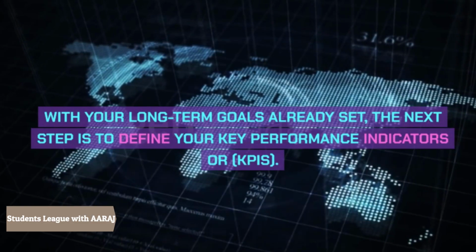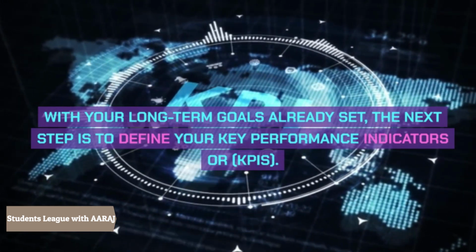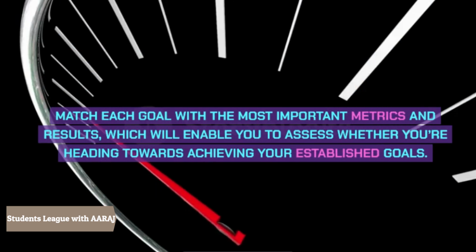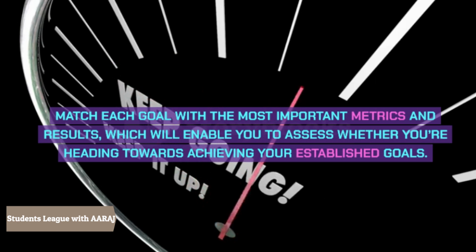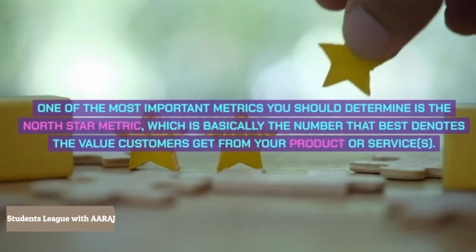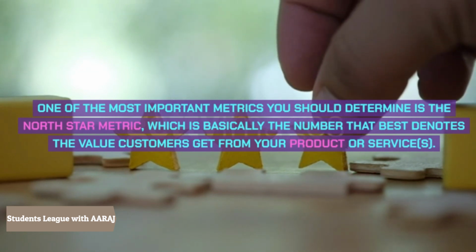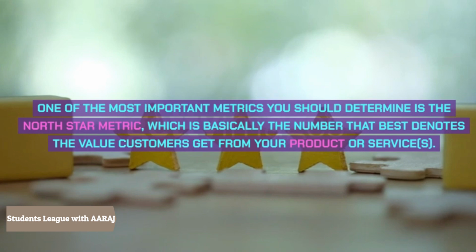With your long-term goals already set, the next step is to define your key performance indicators, or KPIs. Match each goal with the most important metrics and results, which will enable you to assess whether you're heading towards achieving your established goals. One of the most important metrics you should determine is the North Star metric, which is basically the number that best denotes the value customers get from your product or services.